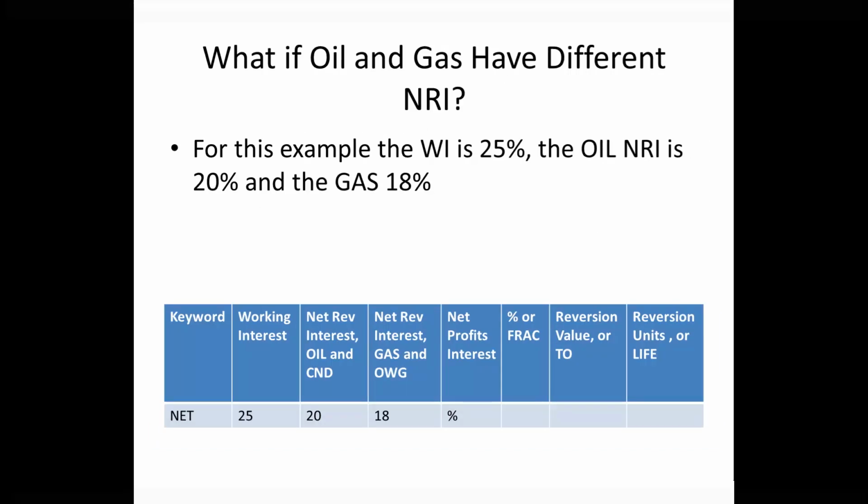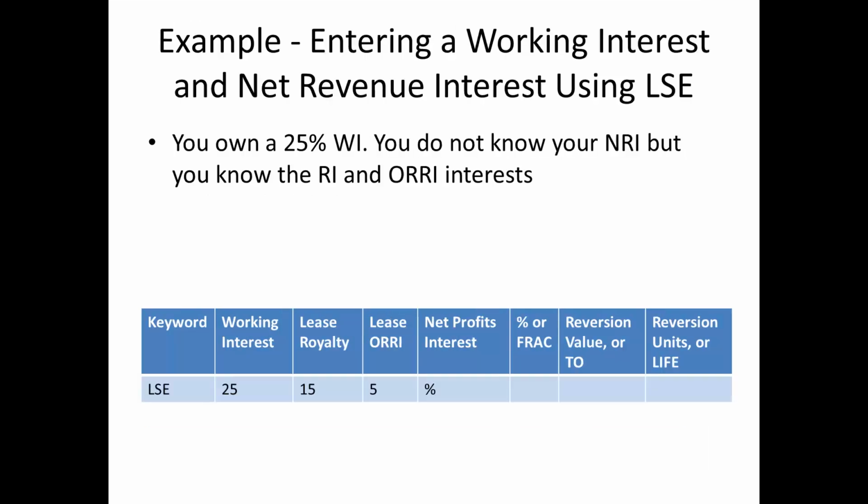Sometimes the NRI for oil and the NRI for gas is different. Again, we use the keyword net. The second cell contains the working interest. The third cell contains the oil NRI and the fourth cell contains the gas NRI. The line is complete when you enter the percentage sign.